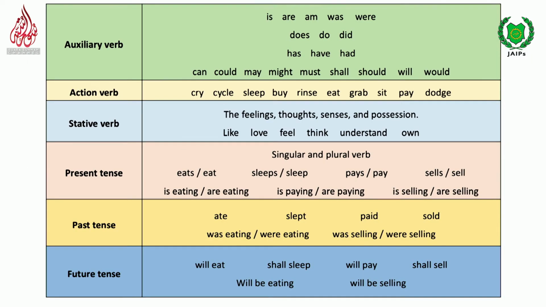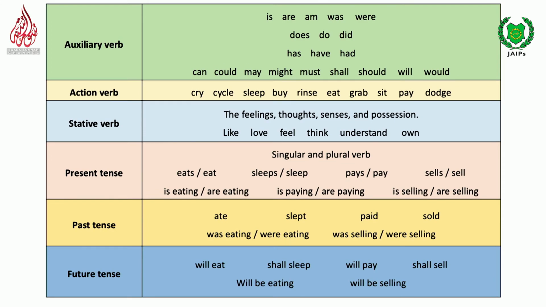So we have learned about auxiliary verb, action verb, stative verb, present tense, past tense, and also future tense. For the auxiliary verb, I had listed down everything over here. So we have is, are, am, was, and were, does, do, and did, has, have, and had, can, could, may, might, must, shall, should, will, and would. Those are all auxiliary verbs. And remember, an auxiliary verb can stand on its own and it can also become a helping verb.